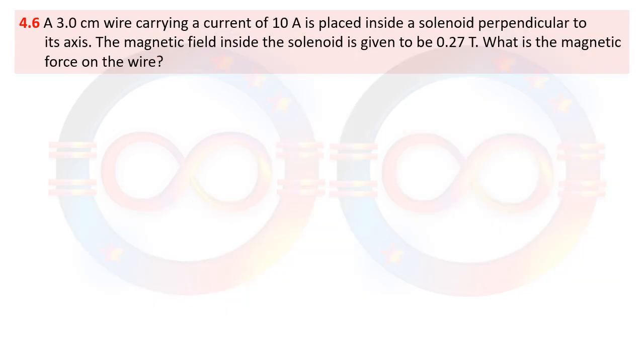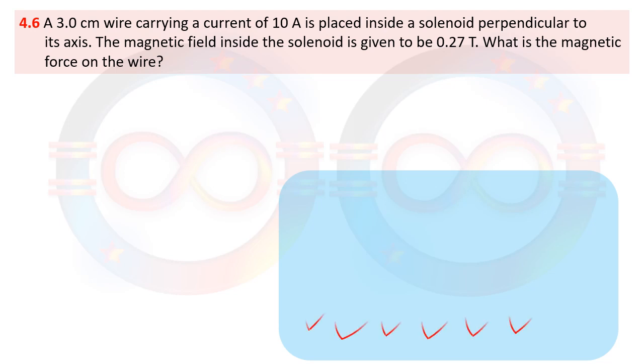Question number 6 says that a 3 centimeter wire carrying a current of 10 ampere is placed inside a solenoid perpendicular to its axis. So this is the solenoid, and we know that some field would be generated inside the solenoid because of the current. That field is directly given in the question as the magnitude. The magnetic field inside the solenoid is given to be 0.27 Tesla. What is the magnetic force on the wire?